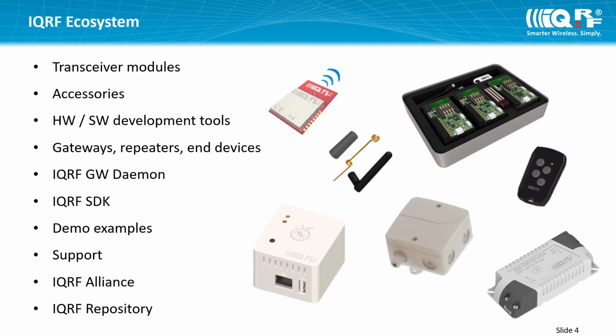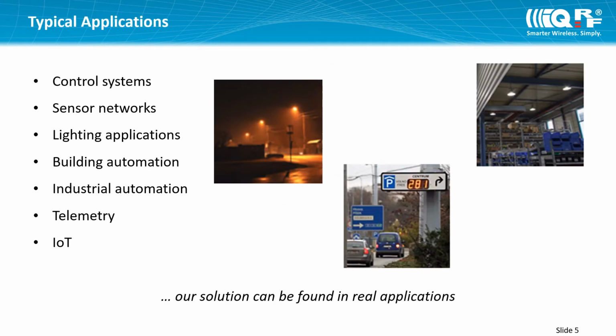The IQRF Alliance is a group of cooperating companies working with IQRF. The result is a portfolio of compatible devices that meet the IQRF standards. All these compatible devices are included in a database called the IQRF repository. Typical applications are lighting systems, sensor networks, building automation, or in general, all applications where there is a need to control something or collect something using short packets.